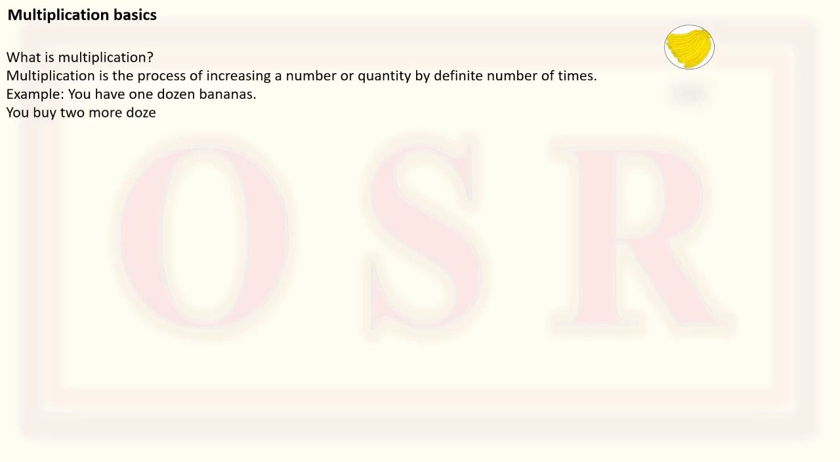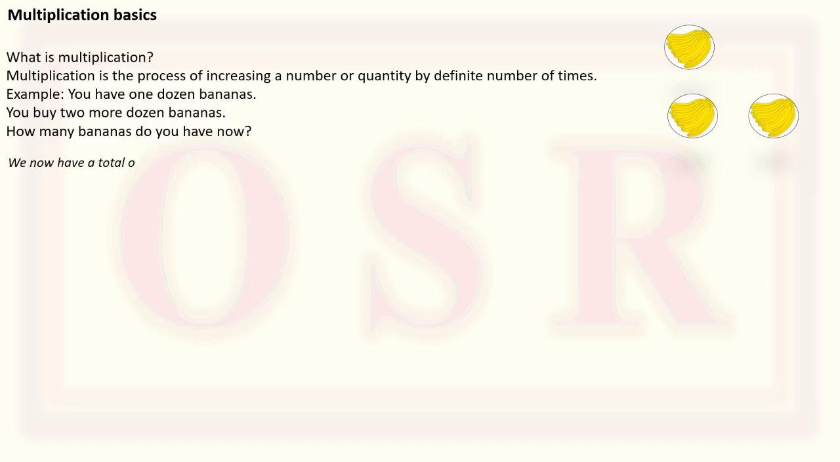Multiplication basics. What is multiplication? Multiplication is the process of increasing a number or quantity by a definite number of times. Example, you have 1 dozen bananas. You buy 2 more dozen bananas. Now, how many bananas do you have now? Yes, guys? We now have a total of 3 dozen bananas.